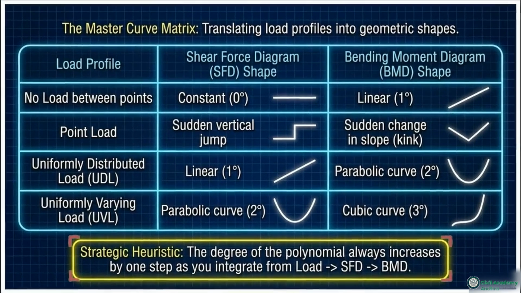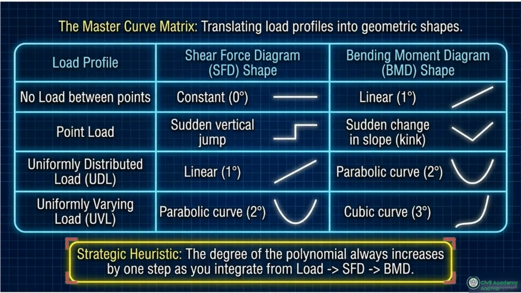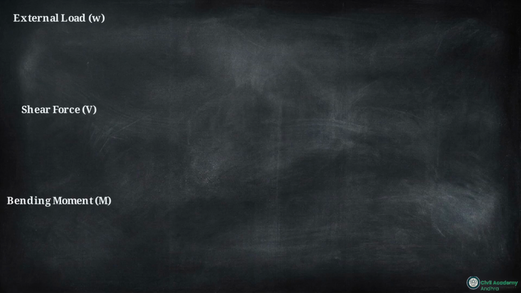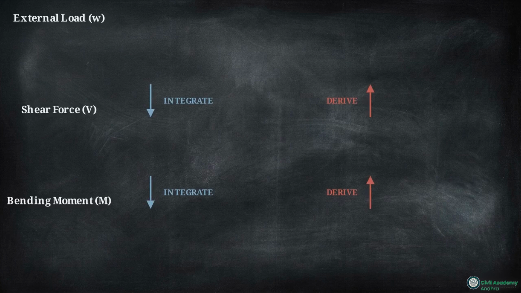As you move from load to shear to moment, the degree of the polynomial increases by 1 step, meaning a constant load becomes a linear shear force and a parabolic bending moment. These mathematical relationships provide the framework for analyzing the combined effects of various loads across a structure.